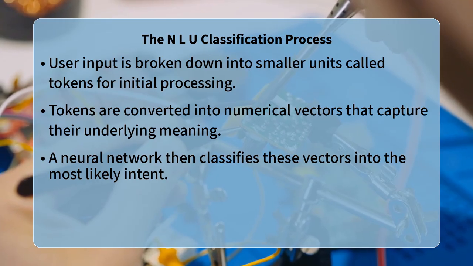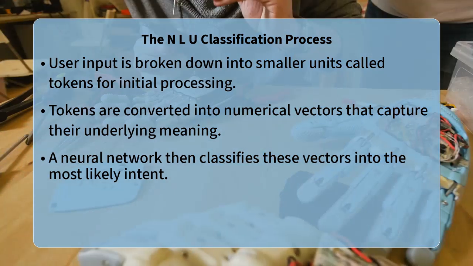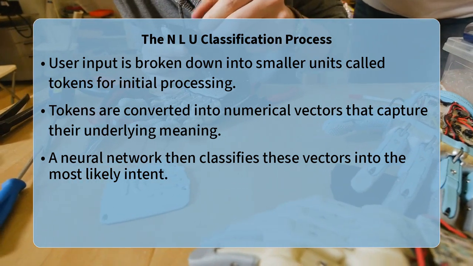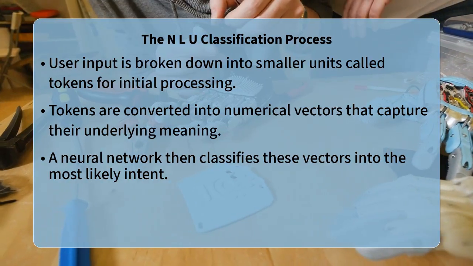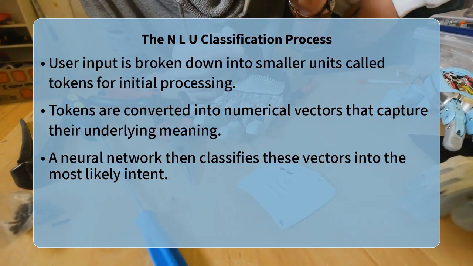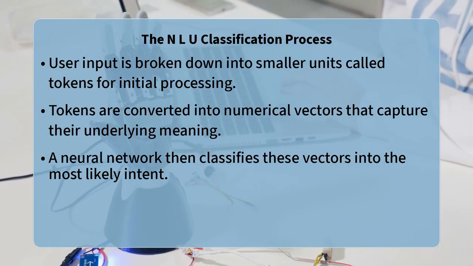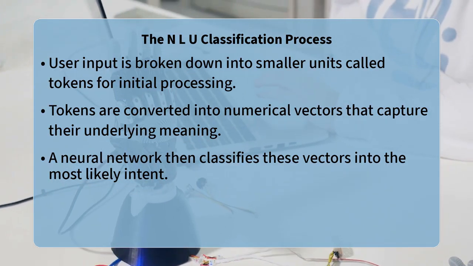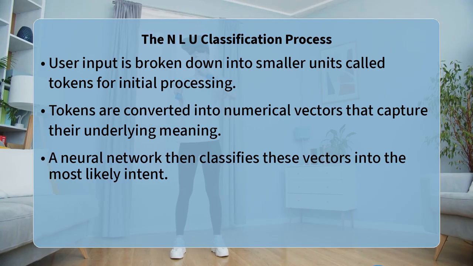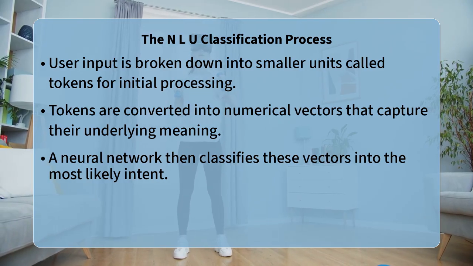These contextual embeddings are crucial because they allow the model to understand how the meaning of a word changes based on the other words around it. Finally, a classification layer, often a neural network, takes these numerical representations and predicts the most likely intent based on patterns it learned during its training phase.